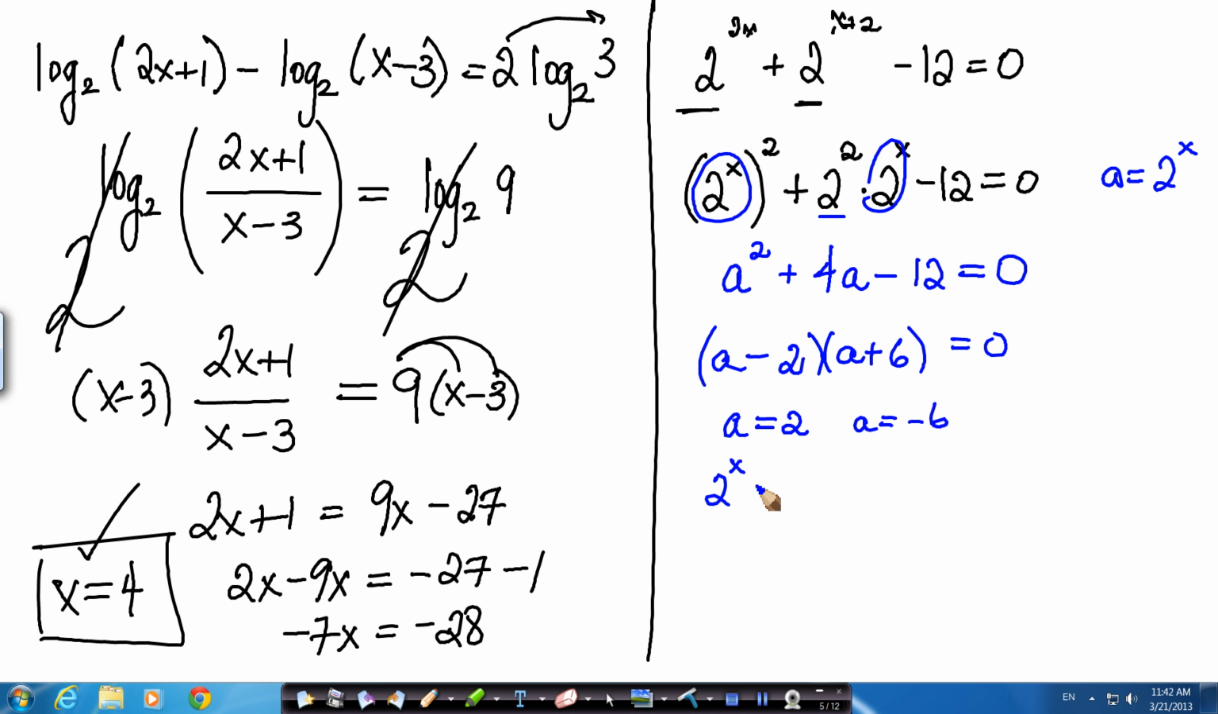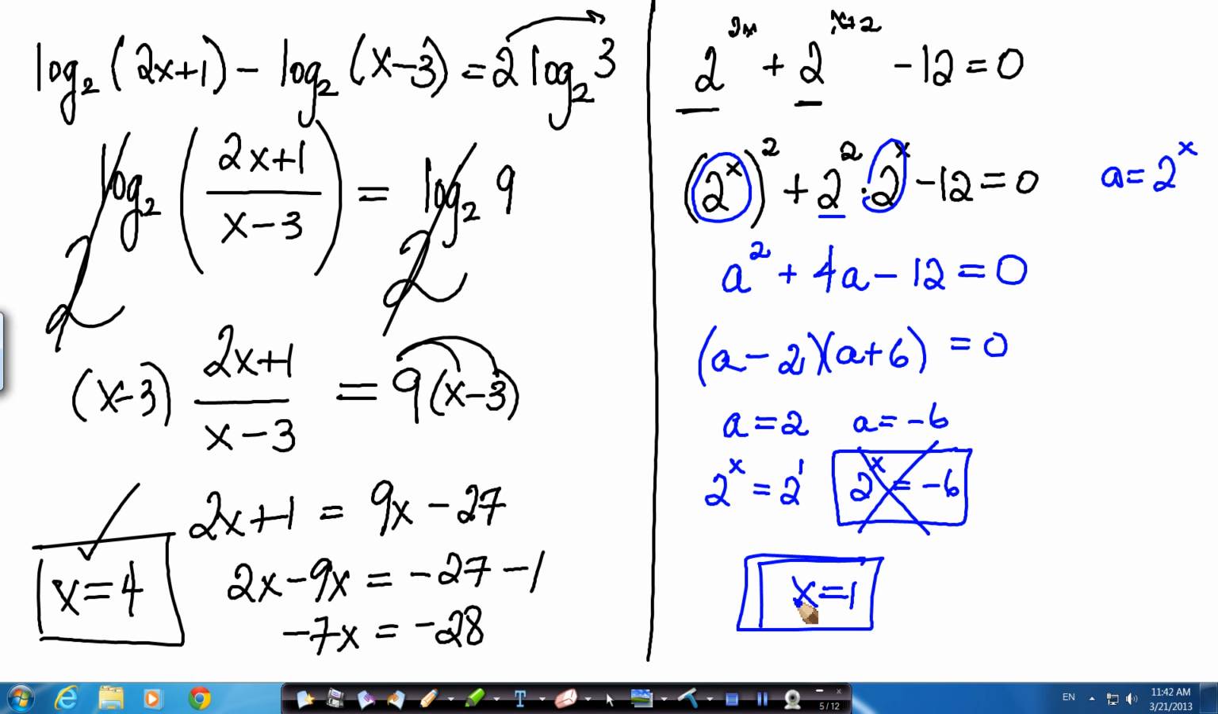One more step. This is 2 to the x equals 2, or 2 to the x equals negative 6. Now remember, 2 to the x, any exponential function, cannot equal a negative number. So we get rid of that one right away. And now we have a nice simple problem. If 2 to the x equals 2 to the first, x must equal 1. So that gives you an example of quadratic in form. Now, you'll get a lot more practice with these on the homework. I hope these lectures have helped.